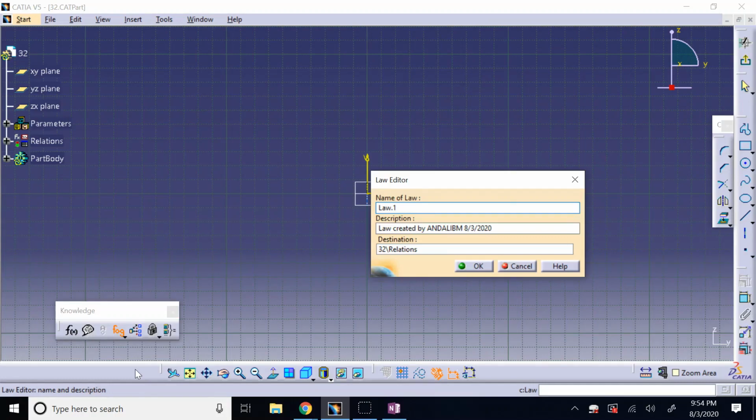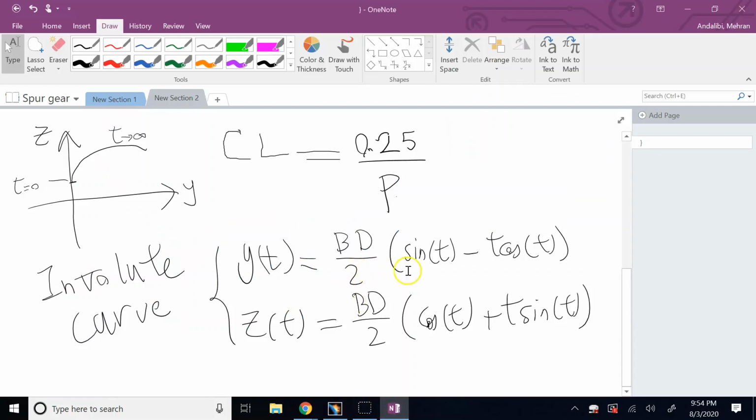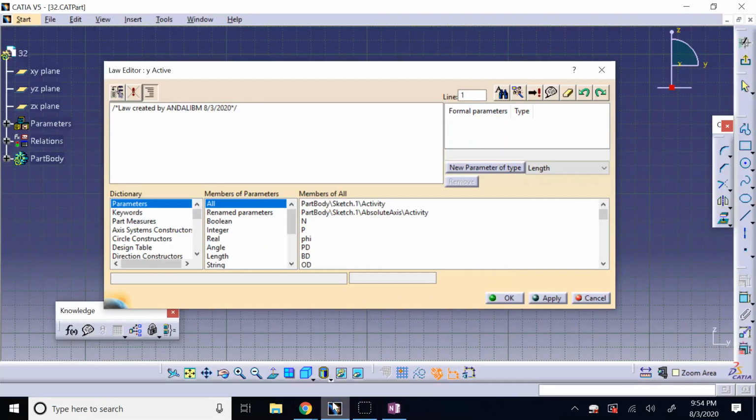Basically it says create a law, call it Y, and then okay that. And now it says, what parameters are involved in the law? So we have a t and a y, correct? There is a t and a y. T is a real number, y is a length.